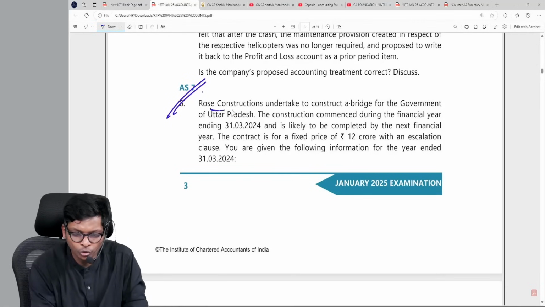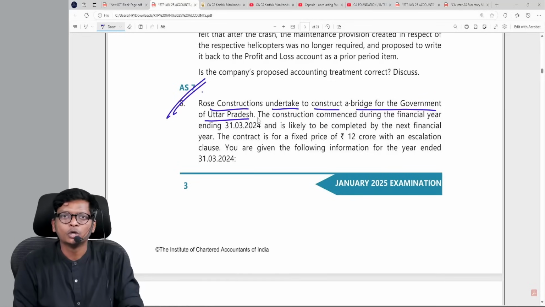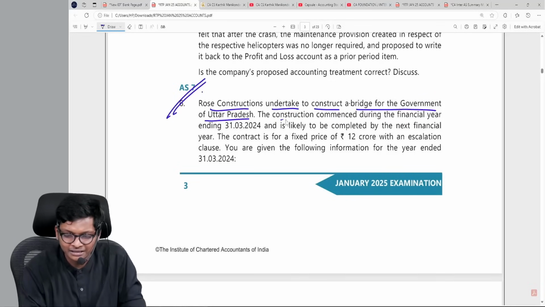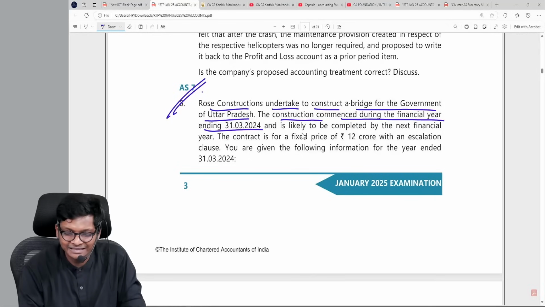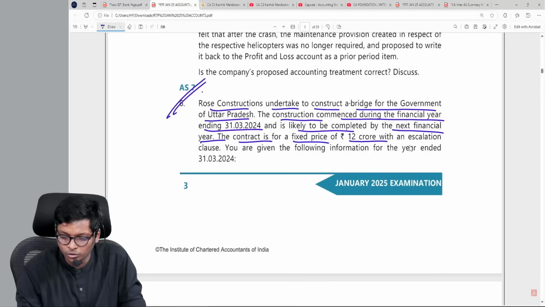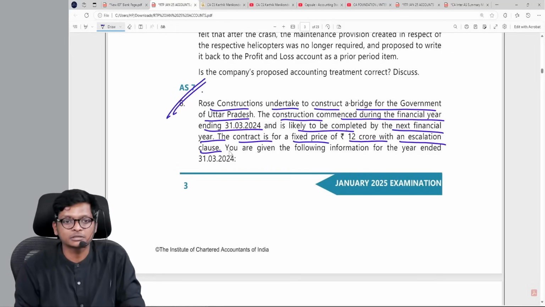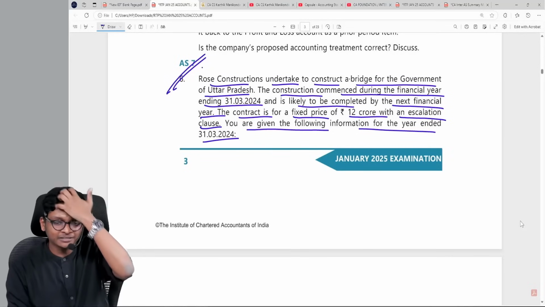AS7. Rose Constructions undertakes to construct a bridge for government of Uttar Pradesh. The construction commenced during the financial year ending 31st March and is likely to be completed by the next financial year. The contract is for a fixed period of 12 crores with an escalation clause. You are given the following information. So this is construction with escalation clause.